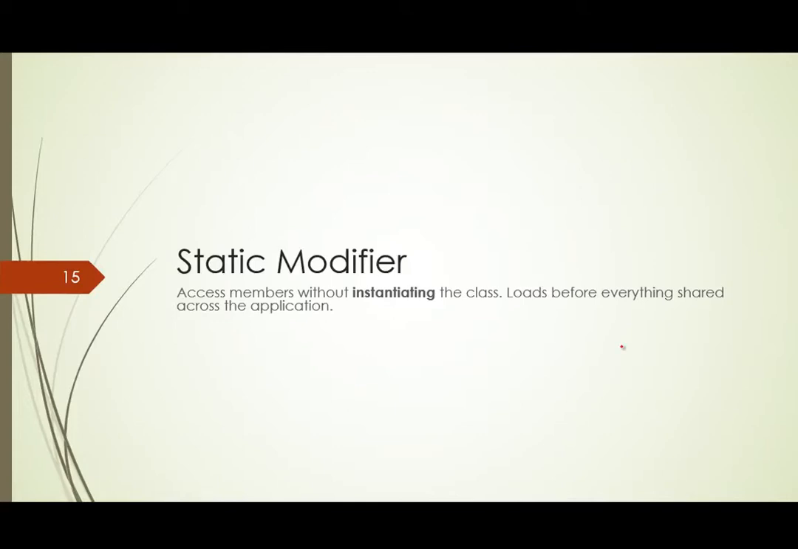Two things that you should remember: static members can be accessed without instantiating the class, and static modifier members are loaded at first when the application is run. So if you have a static variable or static object in your application, it will be shared across every user. That's the summary. So let's really dive into it.